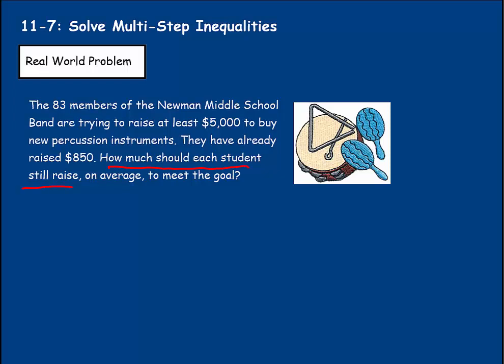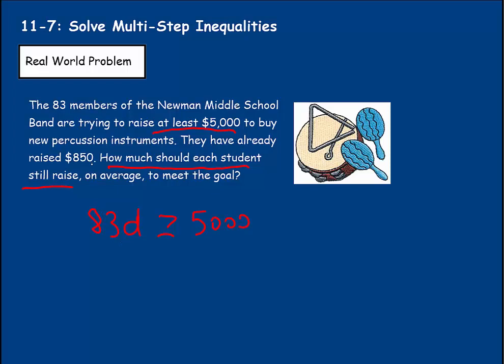We'll put D for dollar, I guess, for our variable. It needs to be at least $5,000. At least is greater than or equal to. So our dollars need to be greater than or equal to 5,000. So whatever each student raises, which is the D for dollars for each student, we can multiply that times 83 because there's 83 band members.